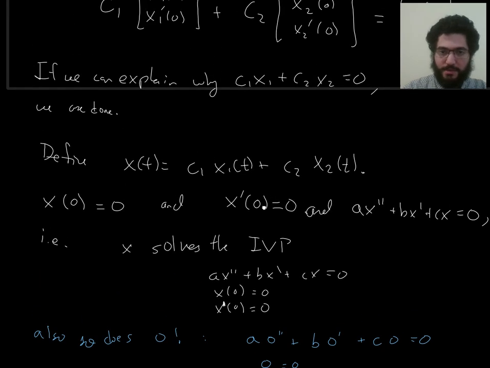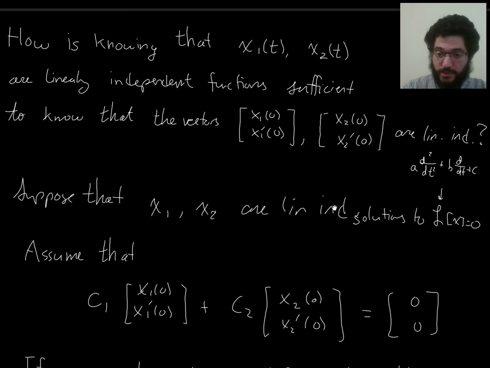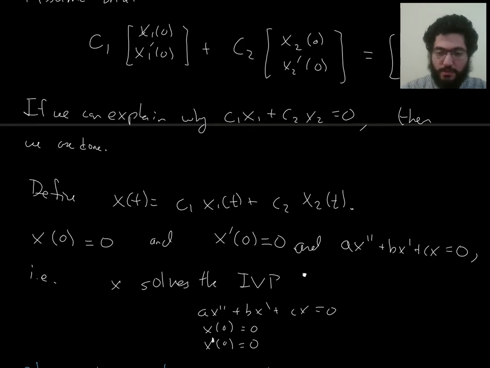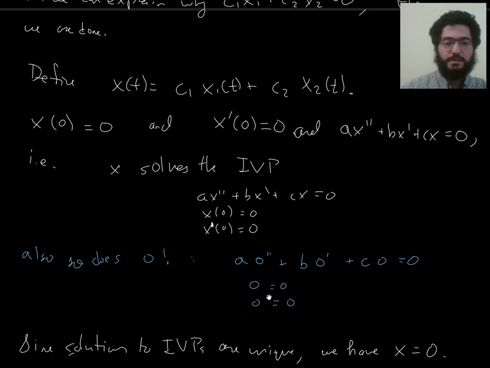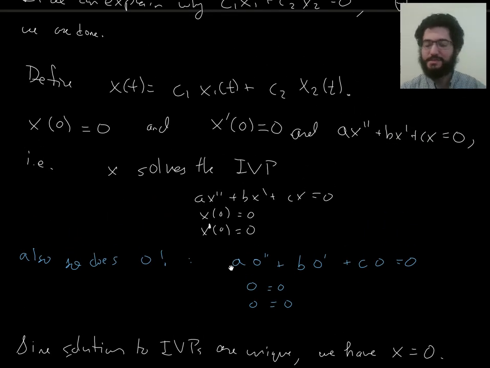Linearity tells us that, when we assume x1 and x2 are linearly independent solutions, or are solutions at all to the differential equation, then any linear combination of them, like this x, would also be a solution to the differential equation. And on the other hand, we're also using uniqueness for solutions to initial value problems. So that is getting involved here.